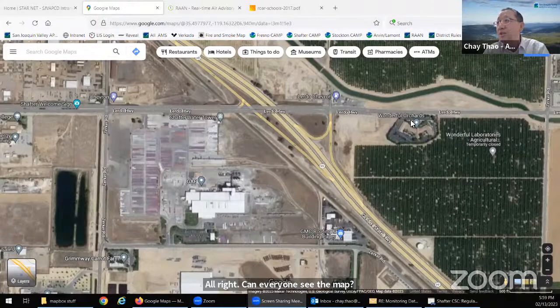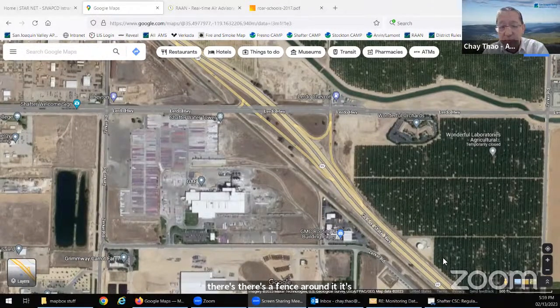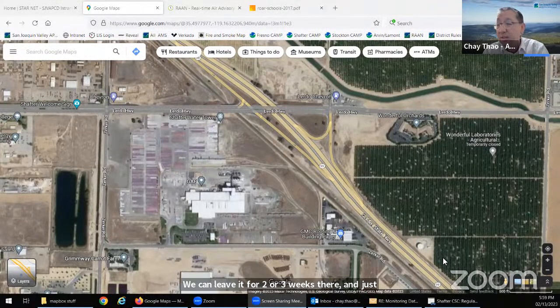So originally we were thinking about the office here, but there's some vegetation around here, and so the option now is we're looking at this location here, and this is going to be really ideal for the van because there's a fence around it. It's locked up, so we can take the van in there. We can leave it for two or three weeks there, and just continue the monitoring and really see what's going on there. So that's the plan right now, and we're working out some logistics on it.